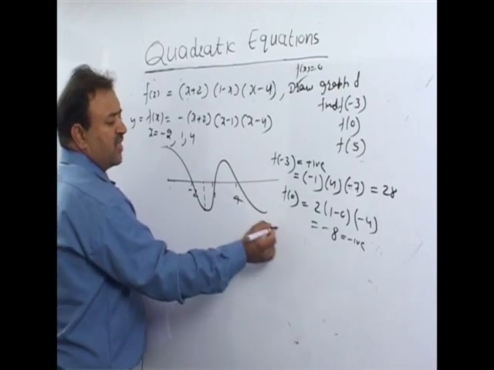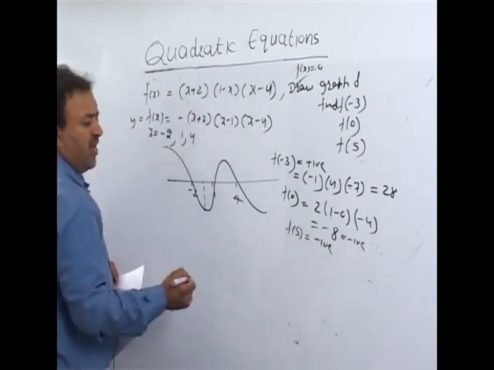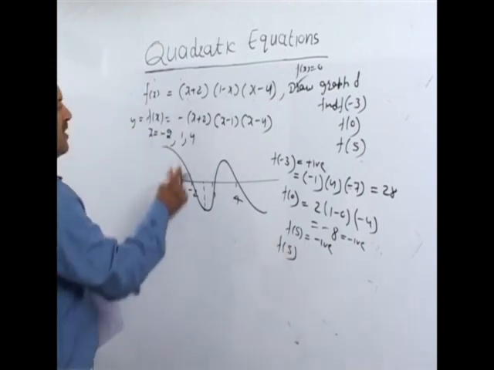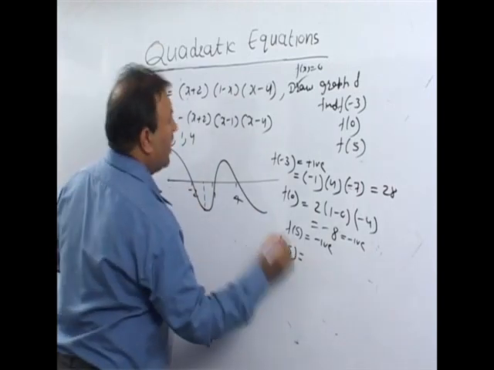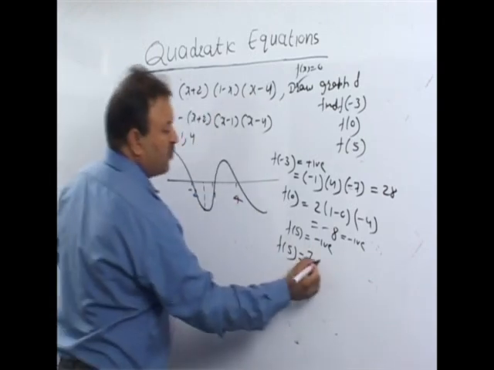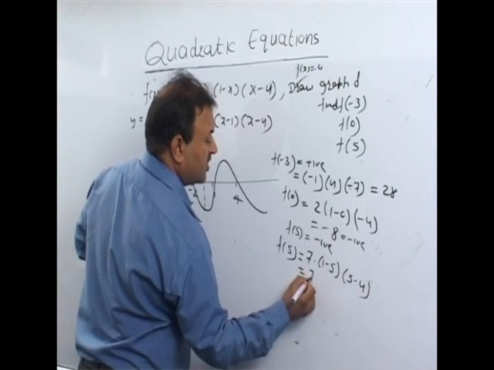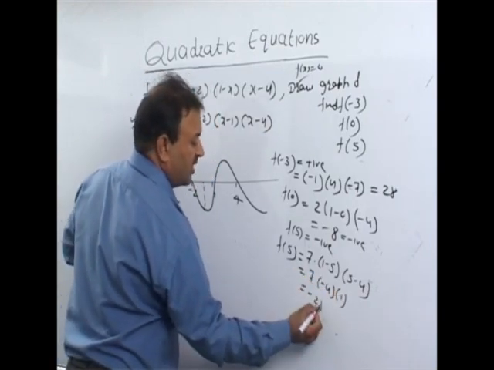Even before calculating, from the graph we can check whether f5 is positive or negative. F5 is below the x-axis, so f5 also comes out to be negative. Anyhow, we can calculate the exact value of f5 by substituting 5 in this equation. We'll get 5 plus 2, which is 7, and 1 minus 5, and 5 minus 4. This is 7 into minus 4 into 1. We'll get minus 28, negative.